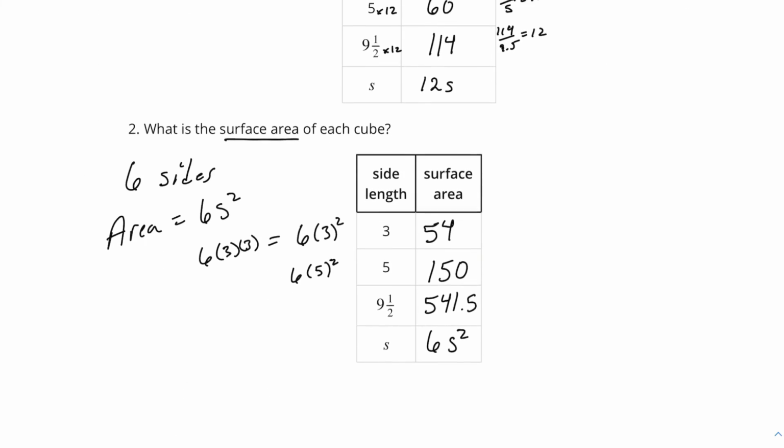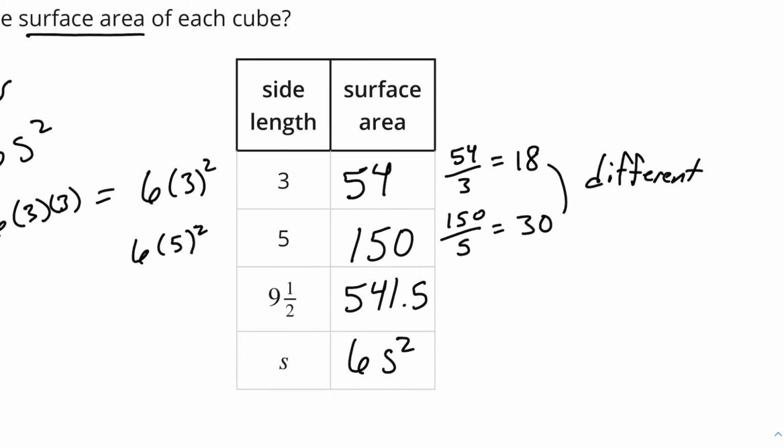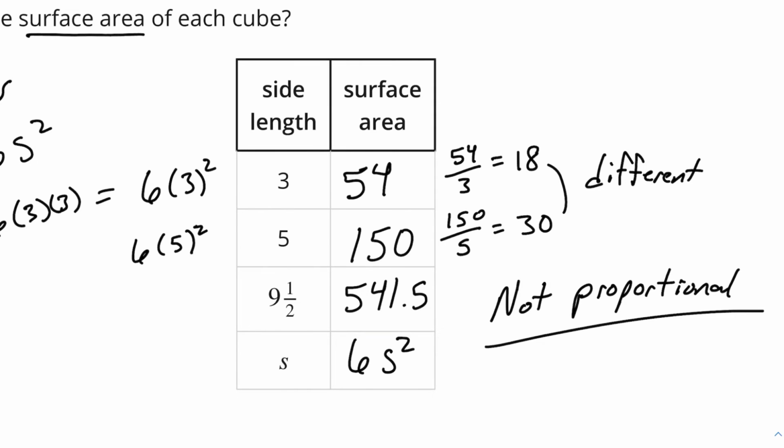Let's look at the area. We have 54 divided by 3. Now 54 divided by 3, that's going to give me 18. And then we have 150 divided by 5. And I can see real quick here, 150 divided by 5 is going to give me 30. Once I see these two numbers are different, we do not have a constant of proportionality. They're different. So it's not proportional. We could have kept going, but there's no reason to. Once you see that they're different, it's not proportional.